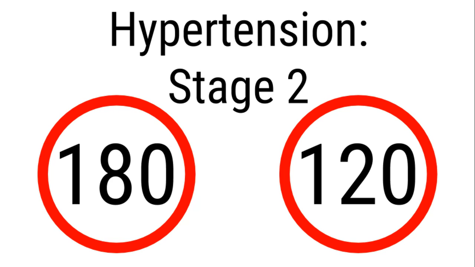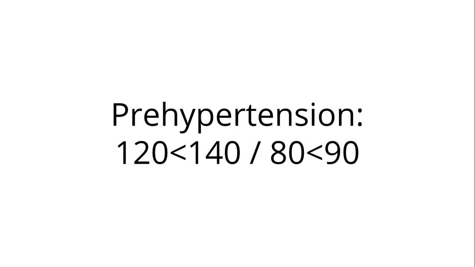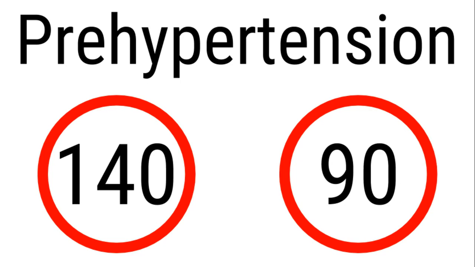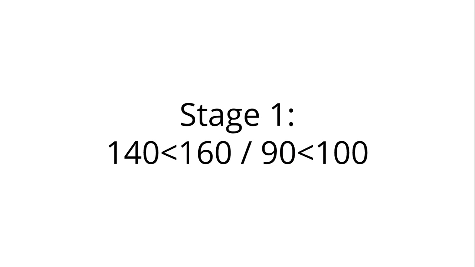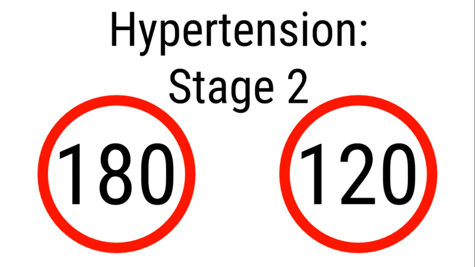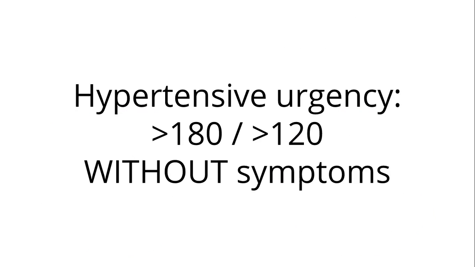So what I want you to remember now is these numbers. Normal goes up to 120 over 80. Prehypertension goes up to 140 over 90. Stage 1 goes to 160 over 100. Stage 2 goes up to 180 over 120. Because above 180 and 120, you have something called hypertensive urgency.